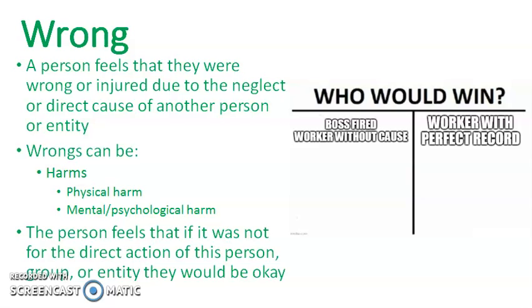That's what you have to ask yourself with the wrong: is this person, this group, at fault for what occurred to me? Are they the reason why I don't have a job? What you've got to prove in a court of law is that they are at fault. If you're pursuing the company, then the burden of proof is on you, and we'll call you the plaintiff from that point on. The person feels that if it was not for the direct action of this person, group, or entity, they would be okay. People do sue, like I told you, over a lot of stuff.